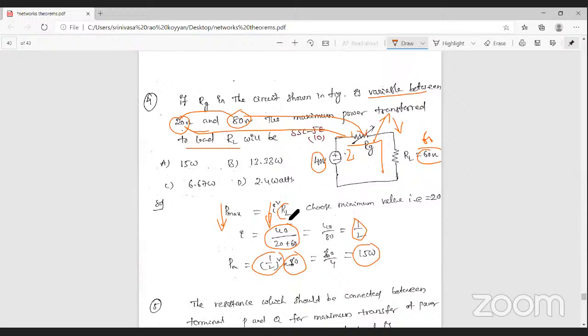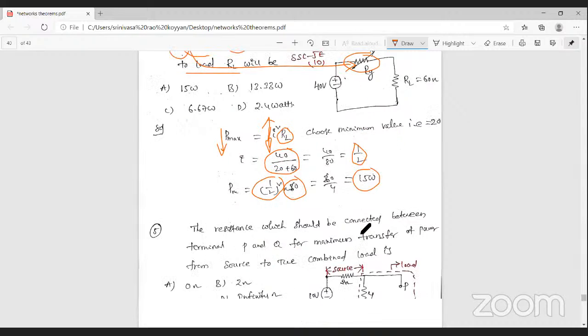Here the load RL is constant. So to increase the current value here, you can put the minimum value of the source resistance. What is the minimum value here? That is 20 ohm.